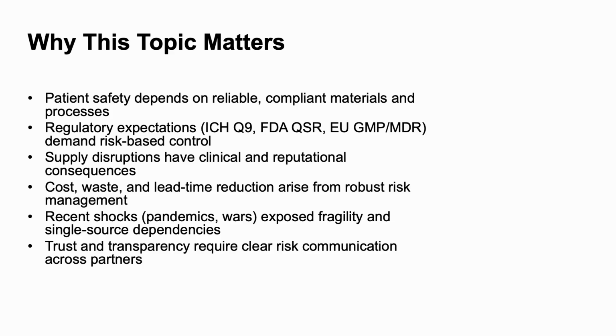Finally, trust and transparency depend on clear, timely communication of risk information across partners. Quality agreements should specify notification timelines for changes, deviations, and potential shortages. Dashboards should surface leading indicators, and governance bodies should document decisions and rationales. In short, robust risk management is not merely a regulatory obligation, it is a strategic capability that safeguards patients, assures supply continuity, and strengthens the organization's reputation with regulators, healthcare providers, and the public.